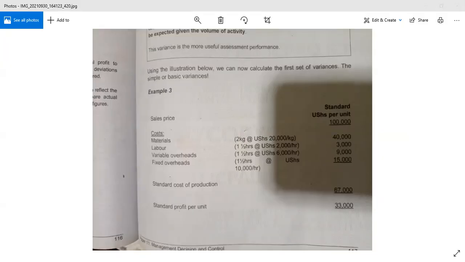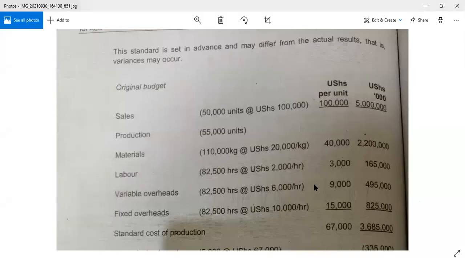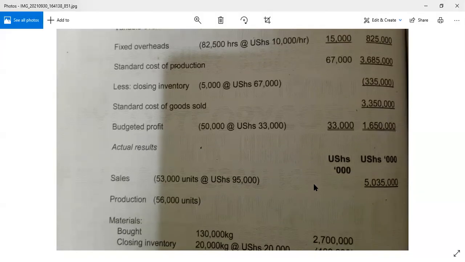So once you have that, ours is to look at the other part of the question, right here. So this is it, okay. So that is our budget. As you can see, you find these values, even closing inventory. Closing inventory has been valued at the standard cost from the other side, okay.